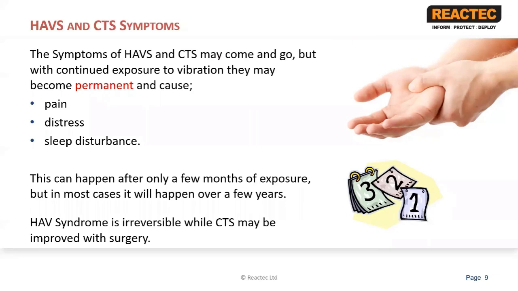The symptoms of hand-arm vibration syndrome, but also carpal tunnel syndrome, can come and go. They're not necessarily experienced on a continuous basis, but continued exposure to vibration may result in the damage becoming permanent. This can happen over a few months, but more commonly over a number of years. It's essentially a gradual build-up of damage. It is certainly perceived that hand-arm vibration syndrome is irreversible, while carpal tunnel syndrome may be improved with surgery.